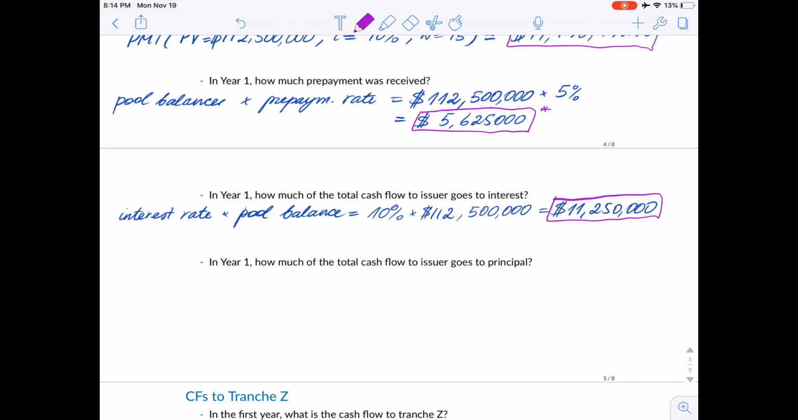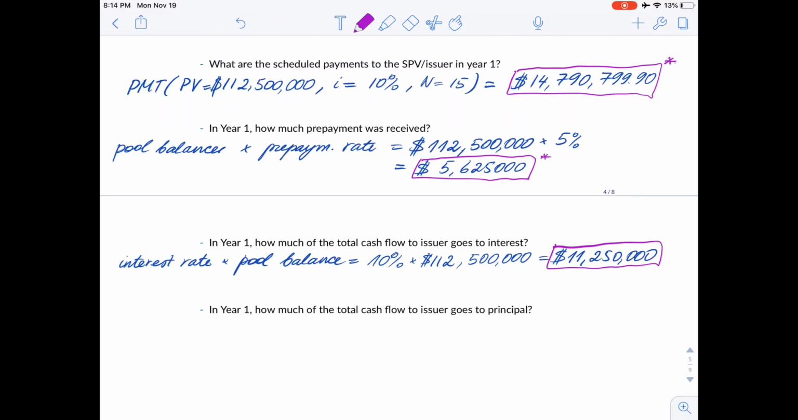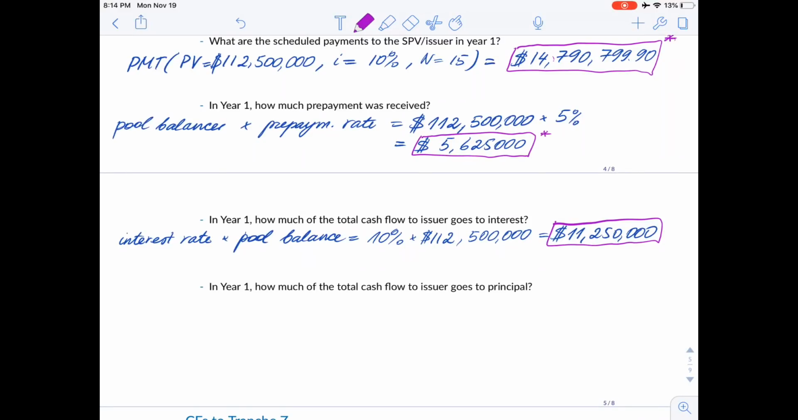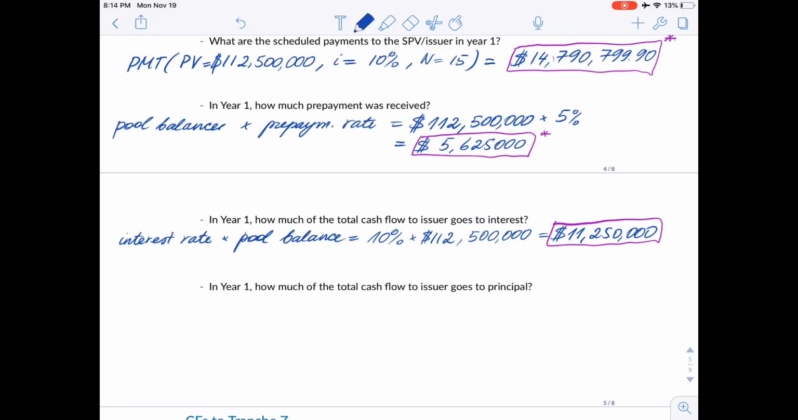In year one, how much of the total cash flow to issuer goes to principal? Well, we know that the total is 14.79 plus 5.625, and then 11.25 went to interest, so the rest went to principal, right? So it will be 14,790,799.90 minus 11,250,000. This is a scheduled payment.